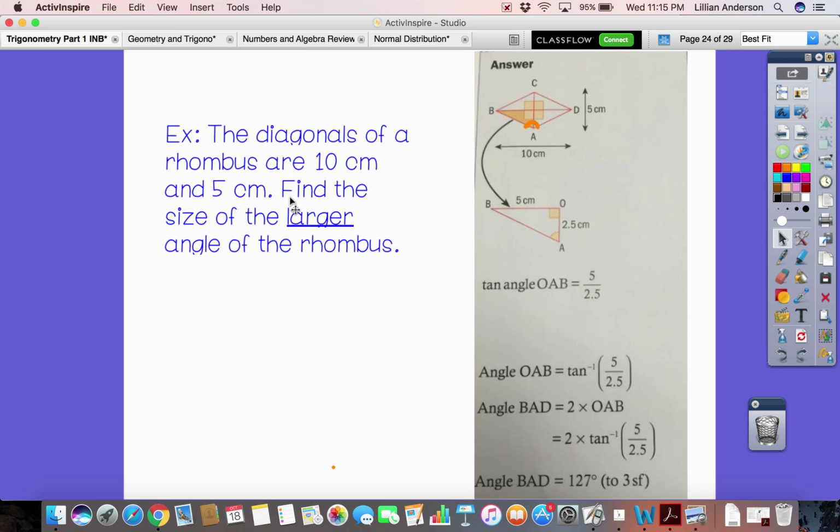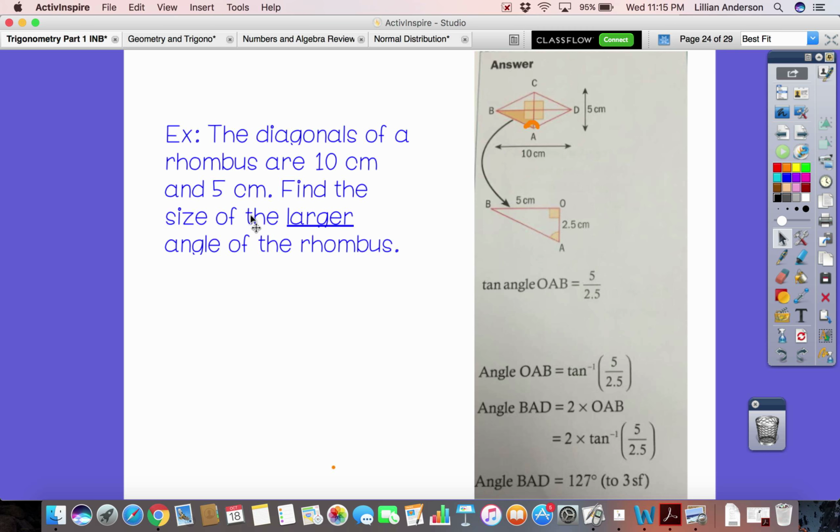Now, in your second problem, the diagonals of the rhombus are 10 centimeters and 5 centimeters. Remember when we went over rhombi, the diagonals were not of equal length. And so clearly one of the diagonals is going to be 10 centimeters long. So in my picture, I made BD 10 and the other diagonal AC 5. And so you have to find the size of the larger angle of the rhombus.